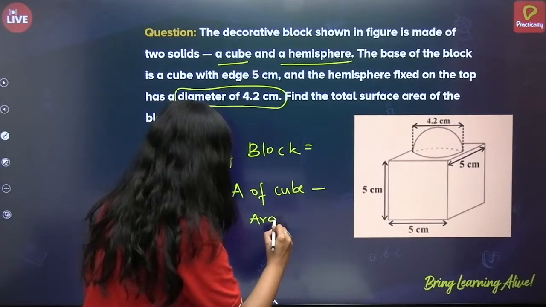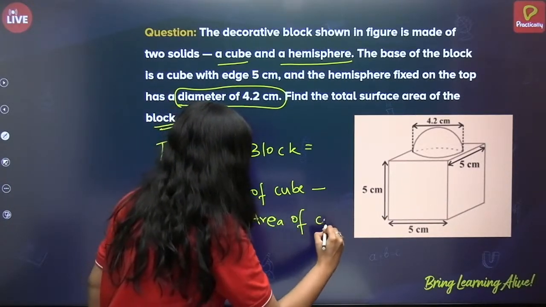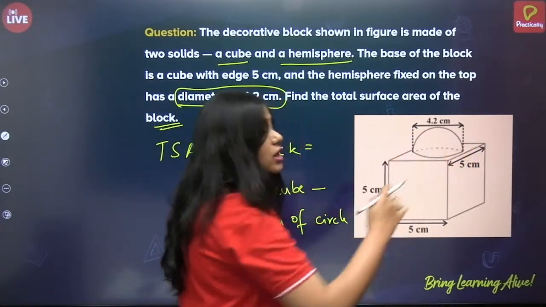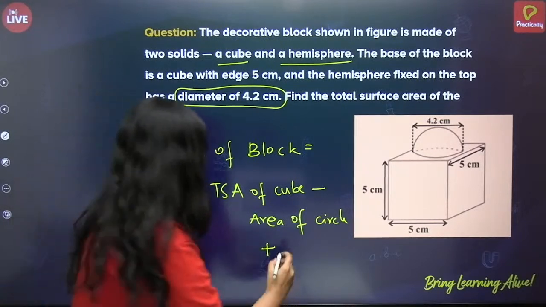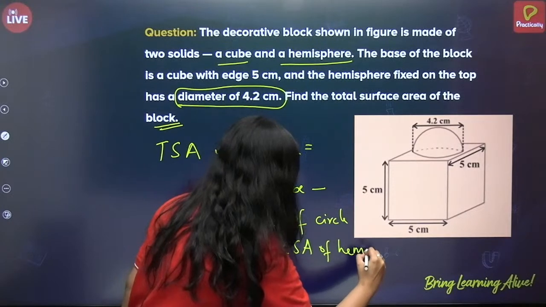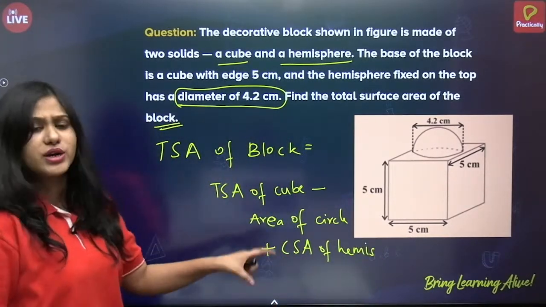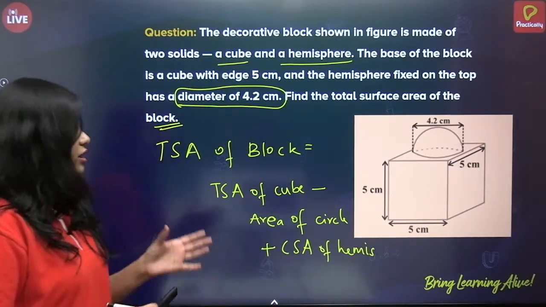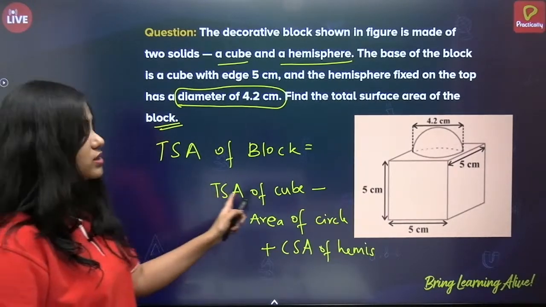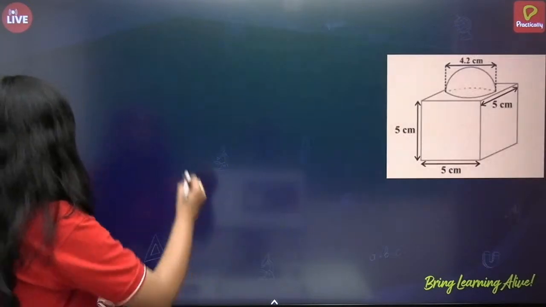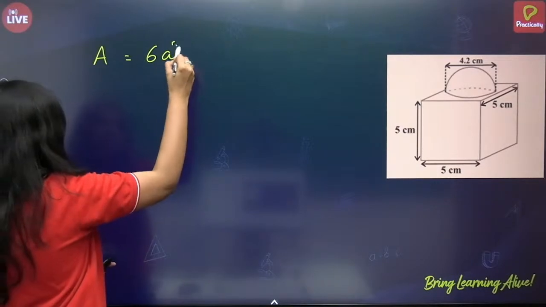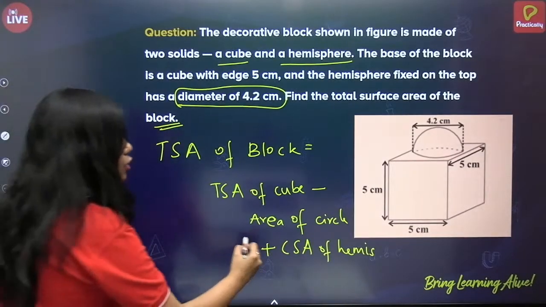So minus area of circle, plus what is it? This is hemisphere. So CSA of hemisphere plus CSA of hemisphere. So now that we have decoded, we'll just substitute the values in the formula and then we can find it, right? So what is TSA of cube? 6a square. So I'm just writing area is equal to 6a square minus area of the circle.